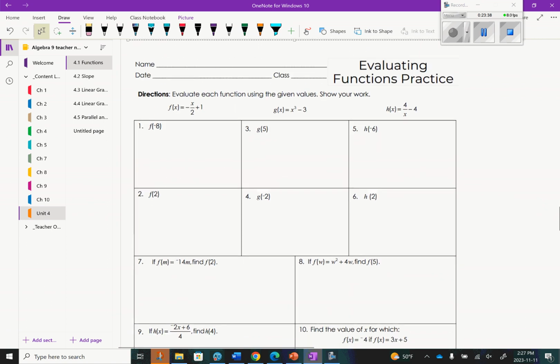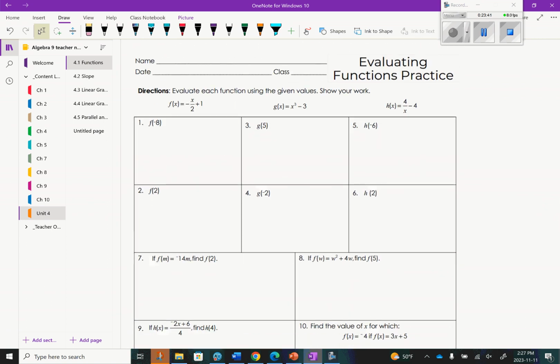All right. This last part here, I think, is simply how good are you with substituting and then following order of operations. Evaluate each function using the given values. Notice it does say show your work. So we're looking at here's f of x, here's g of x, and here's h of x. This is something that we simply call function notation.